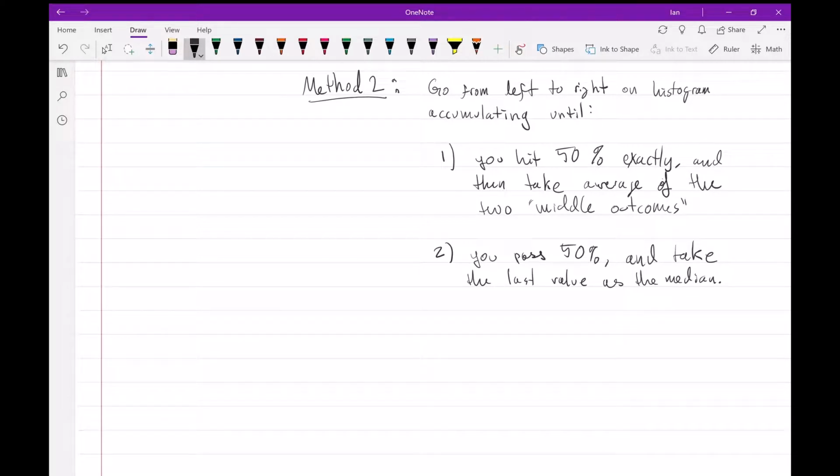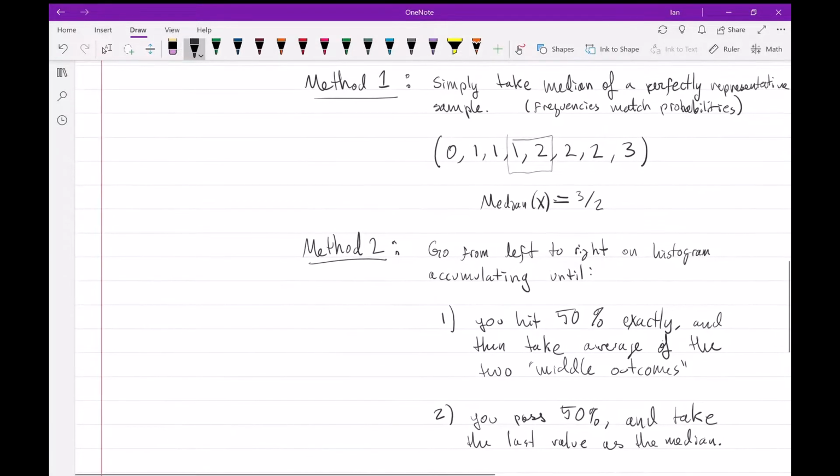Right. And if you work these out and think about it a little bit, you'll see that these methods are really exactly the same, and they'll always give you the same value. It's just two ways of approaching this calculation, essentially.